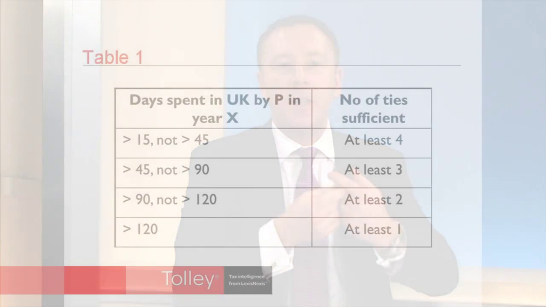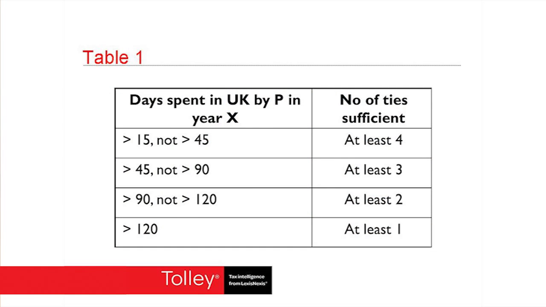But generally, you then look at your day count. And really, the way that this works, and the tables are in the legislation, which I've repeated on the screen here, is in table 1, basically it looks at how many ties do you have here, and then from there, how many days will they let you have here?